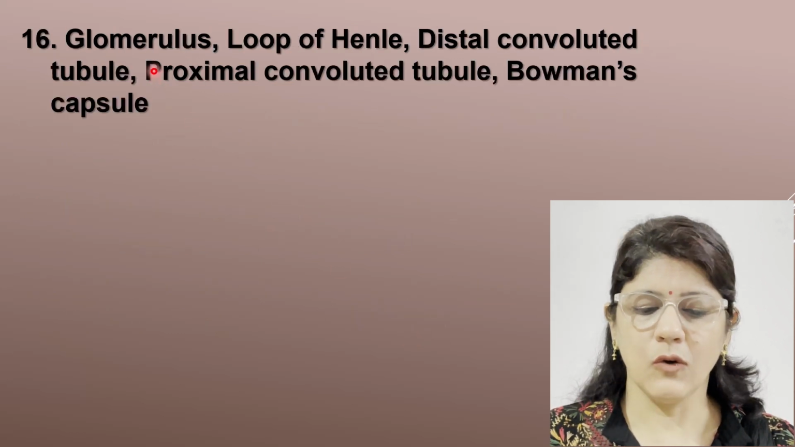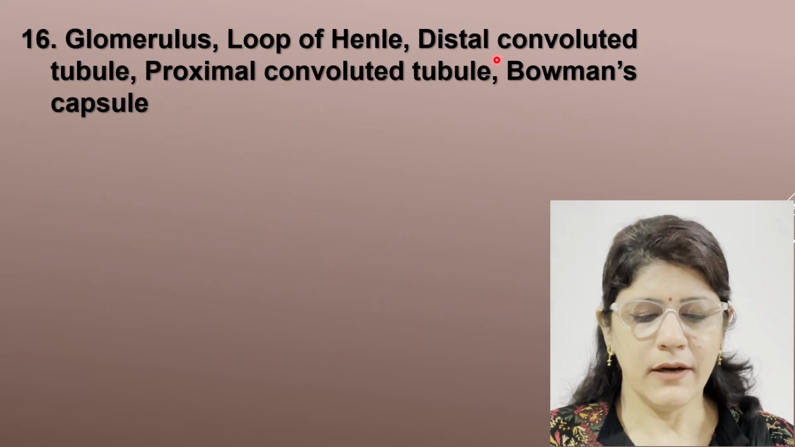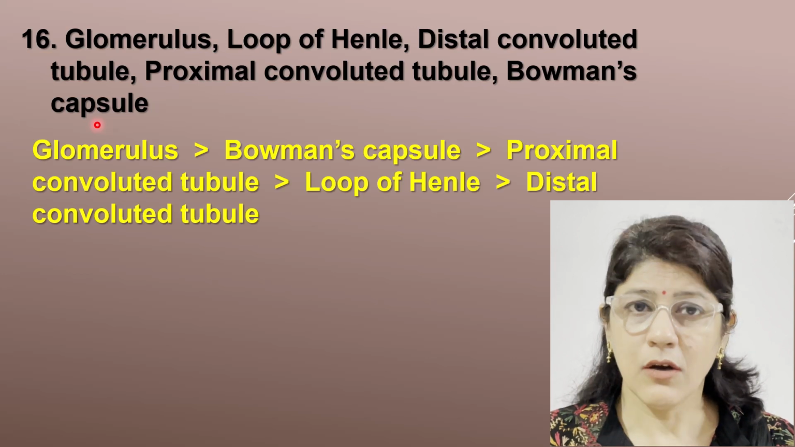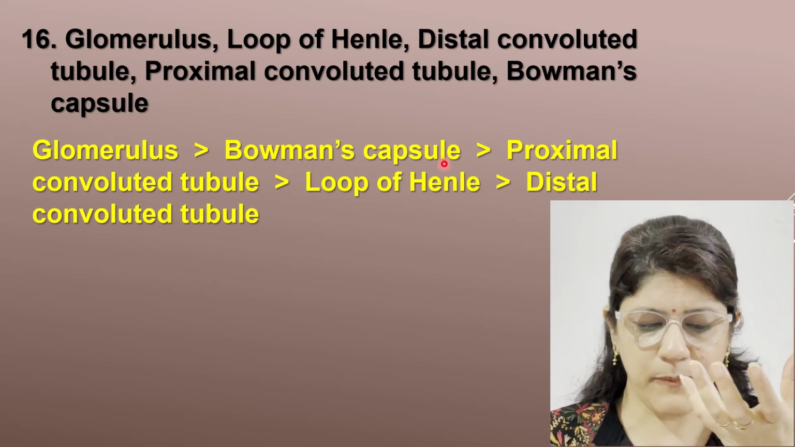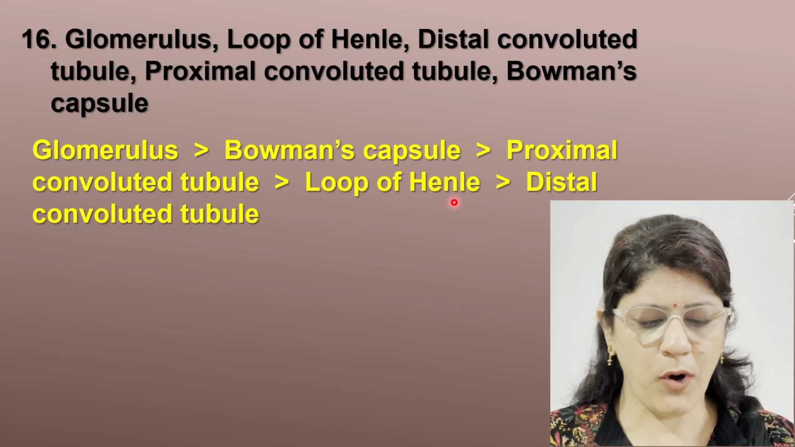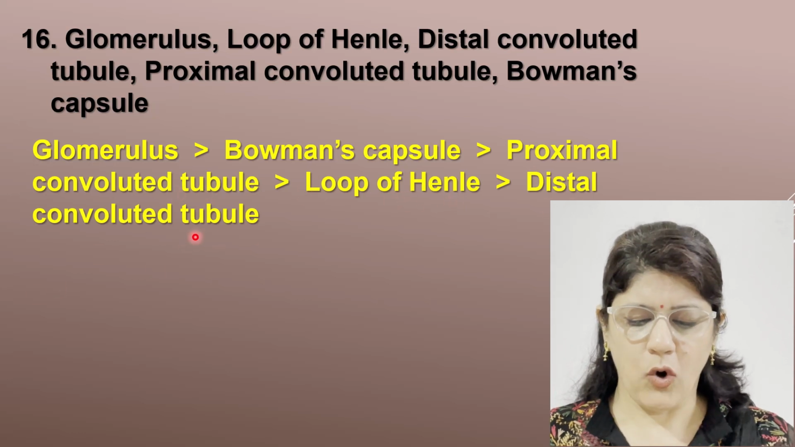Last sequence is glomerulus, loop of Henle, distal convoluted tubule, proximal convoluted tubule, and then Bowman's capsule. So starting with glomerulus, then Bowman's capsule, then PCT, proximal convoluted tubule, then loop of Henle, and then distal convoluted tubule.